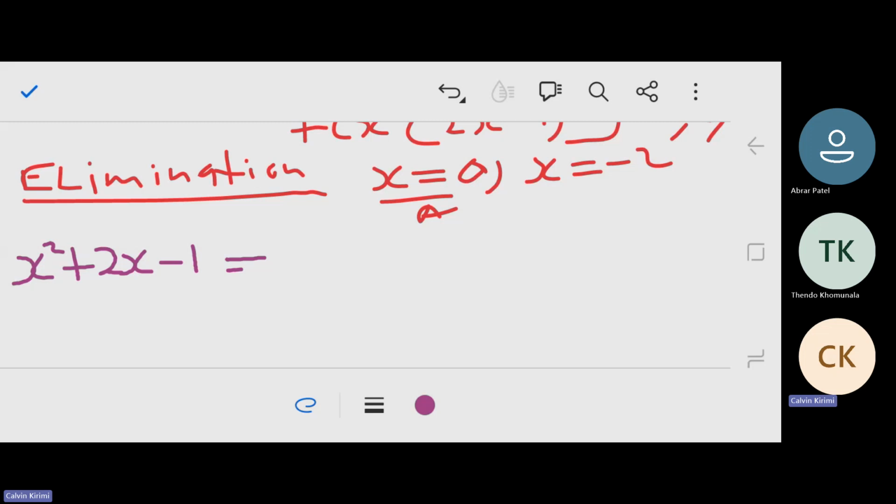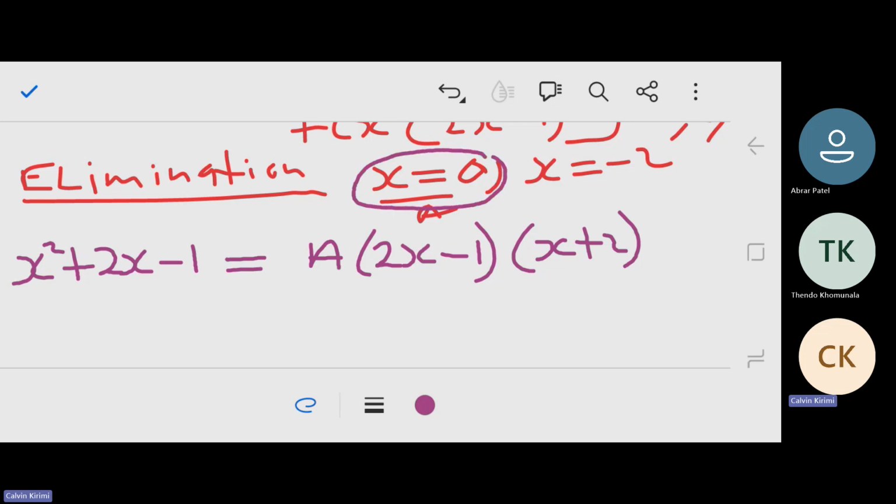So we are only left with what? A bracket 2x minus 1 bracket x plus 2. This is what we are left with when x is 0. So bx and cx are going to vanish because they are being multiplied by 0. Any number times 0 is 0. So that's why we are left with this.